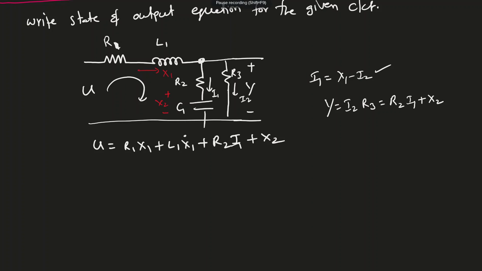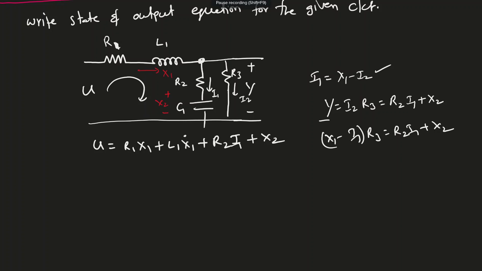Another way is I'm going to define the voltage Y equal to I2 R3, which equals the voltage across R2 branch. I mean, the voltage is the same between these two branches. So Y equals I2 R3, or R2 times I1 plus x2. Now I2 equals x1 minus I1. So x1 minus I1 times R3 equals R2 I1 plus x2.